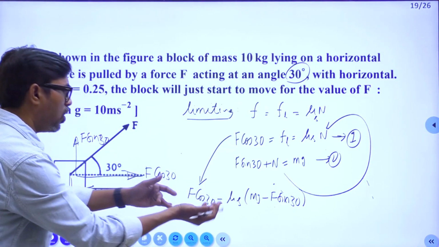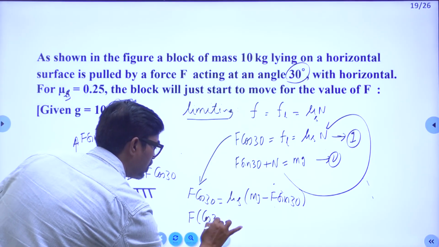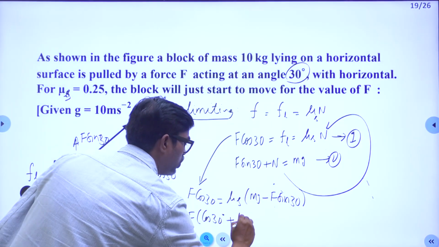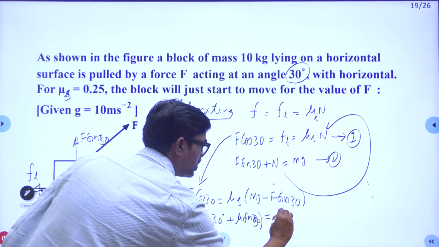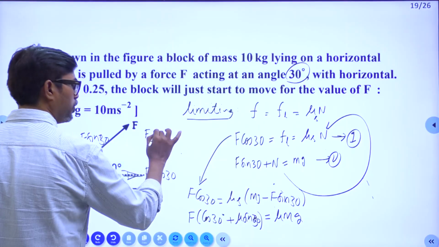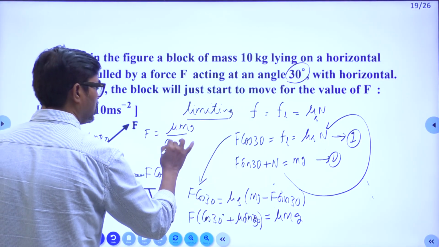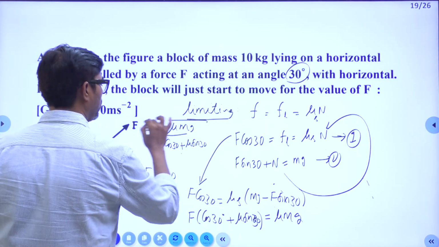Alright. Now I will bring all F terms to one side. So what do I have? F cos 30 plus, minus of minus becomes plus, mu sin 30. Alright. And that is going to be mu mg. They are asking you to find F. So what is F? You will get mu mg divided by cos 30 degrees plus mu sin 30 degrees. This is going to be the answer.